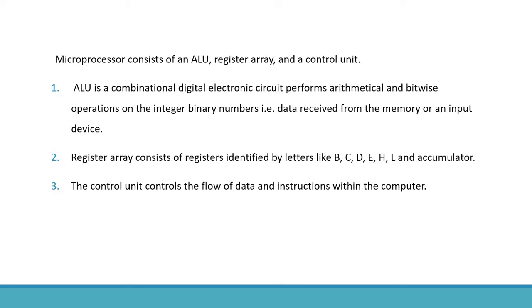ALU is a combinational digital electronic circuit which performs arithmetical and bitwise operations on the integer binary numbers. That is nothing but the data received from memory or an input device. Next, register. Register array consists of registers which are identified by the letters like B, C, D, E, H, L. Along with register, there is one more, that is accumulator. Lastly, control unit. The control unit controls the flow of data and instructions within the computer.